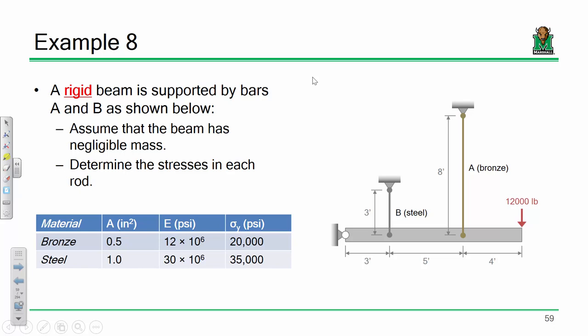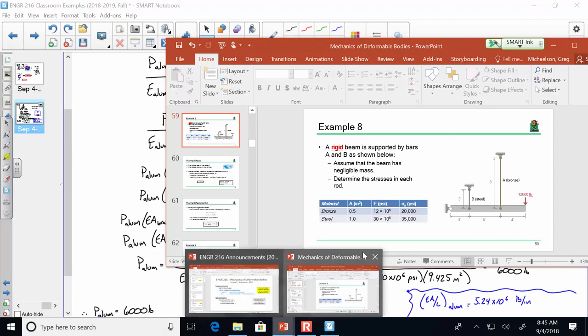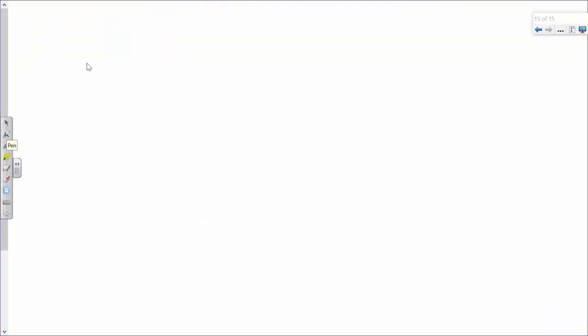Okay, now I've got a negligible mass on the beam. I got 12,000 pounds here. Let's see what we get. Okay, so we have example 8.